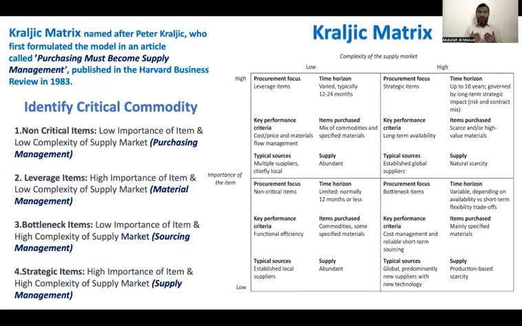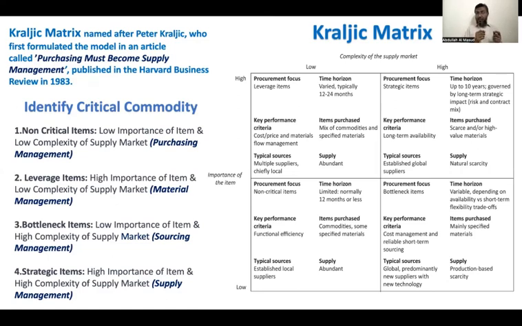Suppose in our country, in Bangladesh, we have paddy as a raw material for producing rice. Rice is a staple food of Bangladesh. So paddy as a commodity is available in our country. In that case, the complexity of the supply market is low. But what really happens is that the importance of the item is very high for the rice miller or the rice manufacturing plants who need this as a raw material on a regular basis.